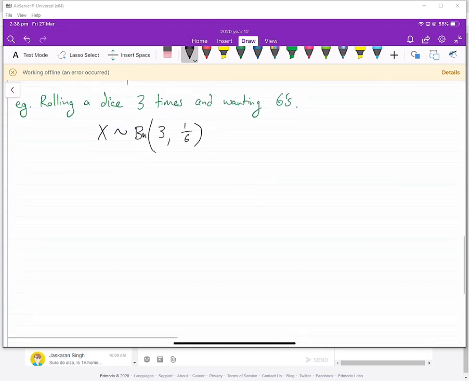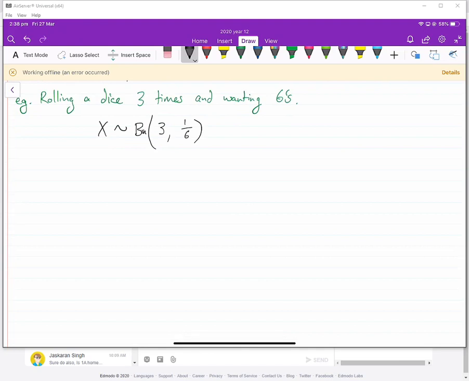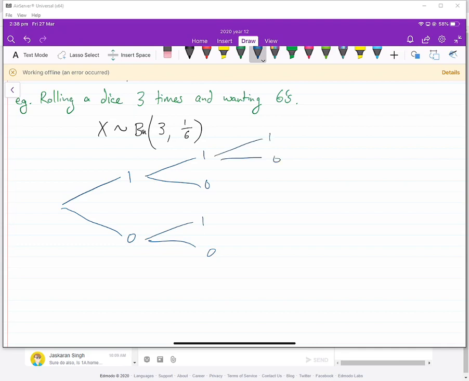Okay, so let's have a look and see what we've got. Firstly, we want to see the probability tree, and it's still going to look the same. We're still going to have success or fail, success or fail, success or fail. You don't need to use ones and zeros. I probably should have used six or not six, but it wouldn't really matter.